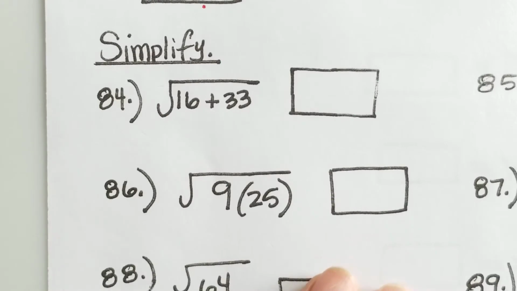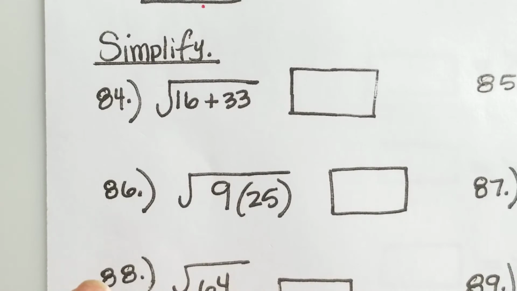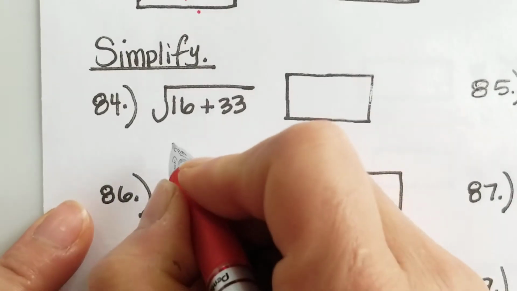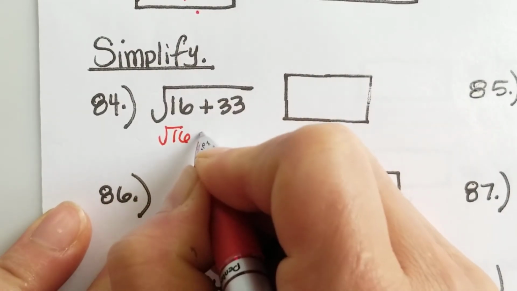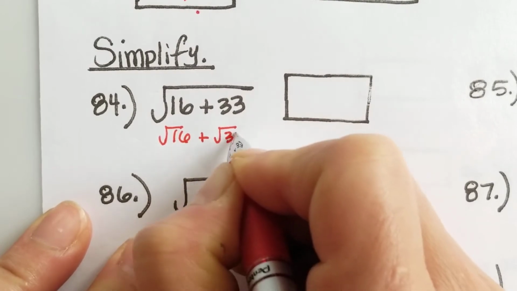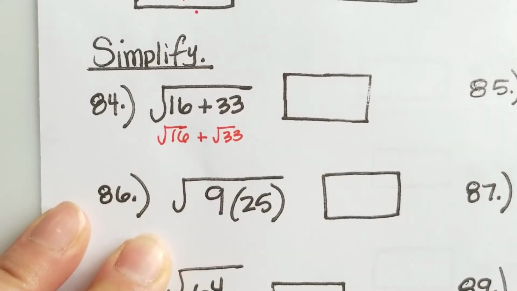Okay, moving on to 84, simplify. When you have addition inside a radical, you're going to solve that first. Okay, kind of like order of operations. You cannot add 16 plus, or square root of 16 plus 33.